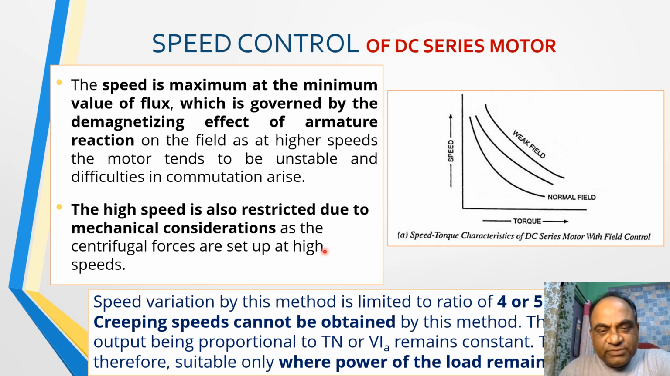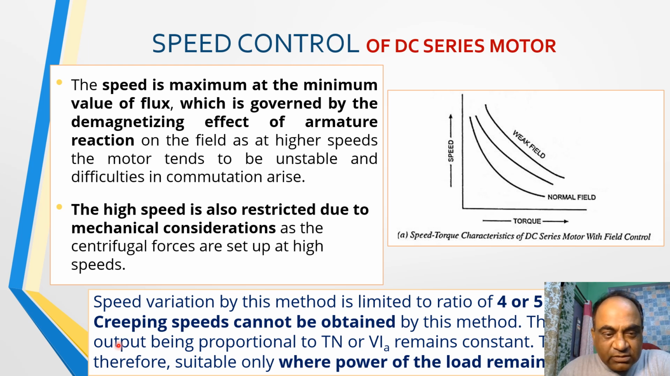So high speed is very dangerous because of the centrifugal forces, windings may come out at dangerously high speed in the case of a series motor. So that has to be given due consideration. Speed variation by this method is limited to the ratio of 4 or 5 to 1. Creeping speeds cannot be achieved by this method.